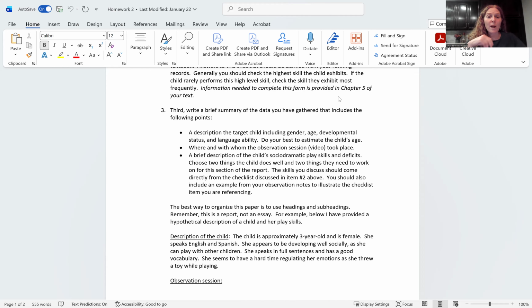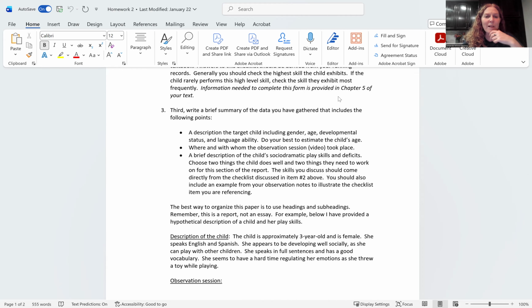Then you're going to pick 2 items on the checklist where the child did well, so scored at the higher level. And you're also going to pick 2 items on the checklist where the child scored less well, on the lower end of that particular item. So you're going to give me 2 things that the child seems to do well and 2 things that they might need to work on, and write down from the checklist.